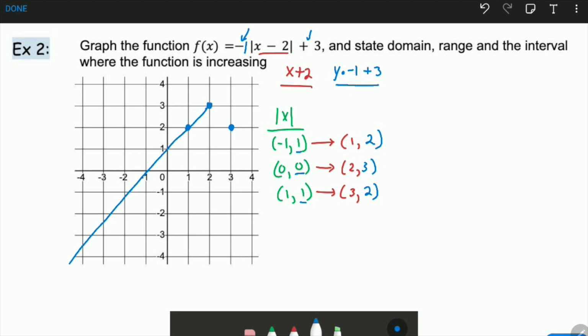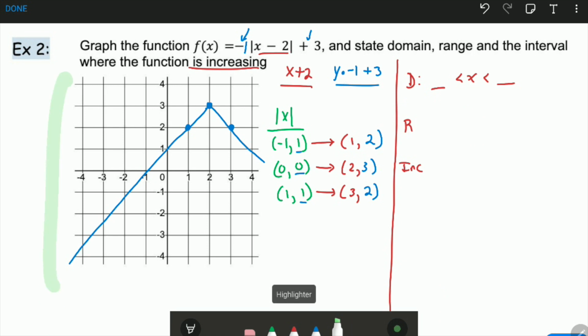And draw the shape in. In addition to graphing it, we were asked for domain, range, and intervals of increasing, decreasing, or specifically just increasing, I guess. So domain, range, and increasing.